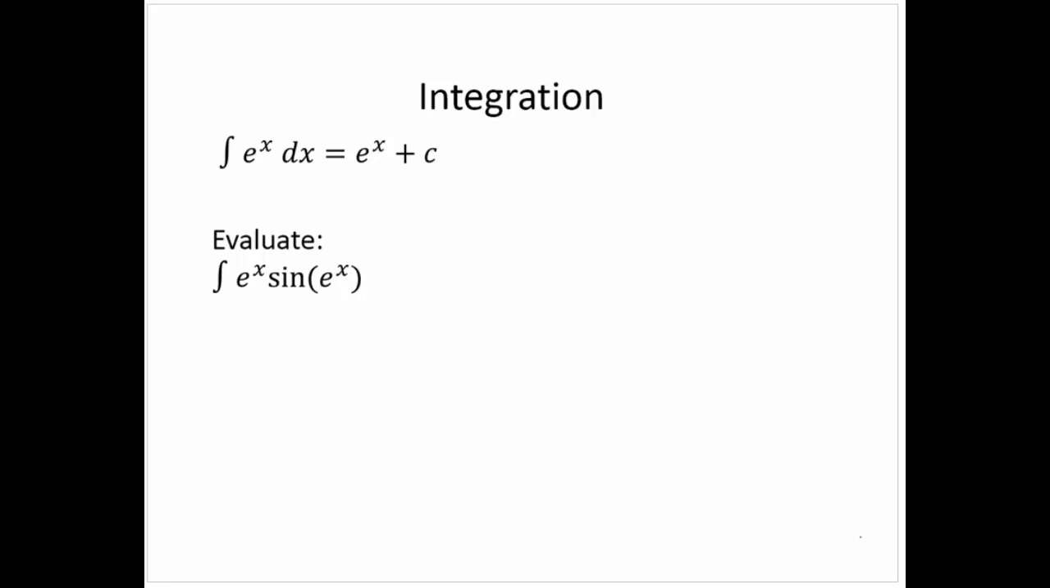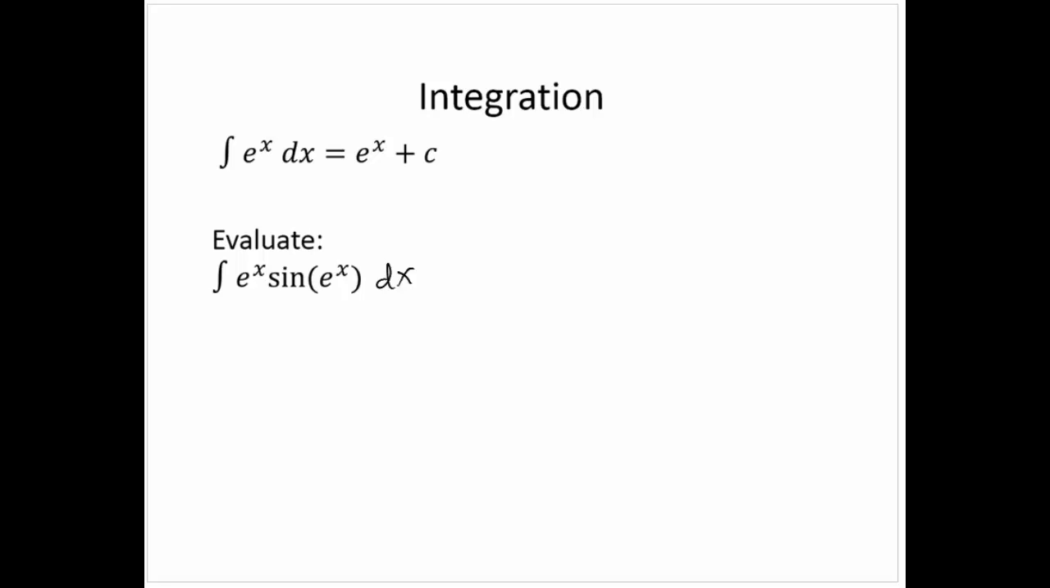Since the derivative of e^x is e^x, it seems reasonable that we should be able to integrate using the same idea. And so the antiderivative of e^x is e^x plus a constant of integration. So let's look at some integrations. So here we're asked to evaluate, we should have a dx here, sorry about that. Evaluate the antiderivative of e^x sine e^x dx.